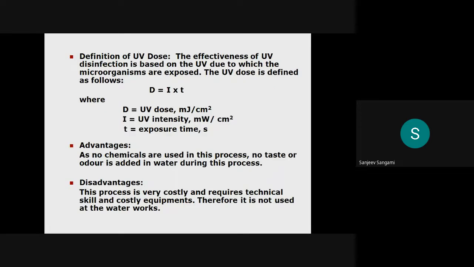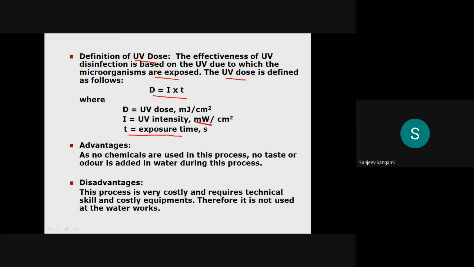So the effectiveness of this UV disinfection is based on the UV dose to which the microorganisms are exposed. The UV dose is defined as follows: D is equal to I into T. D is the UV dose in millijoules per centimeter square, and I is the UV intensity in milliwatts per centimeter square. Then T is how much time it is exposed.